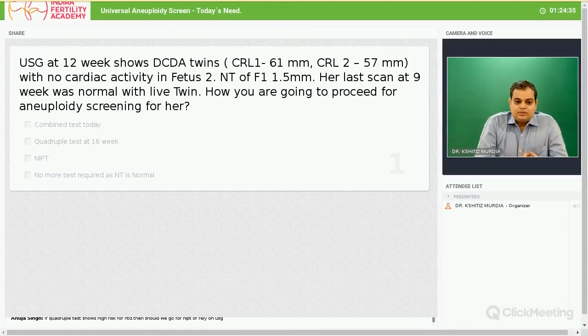You cannot do NIPT in such cases. You cannot do the biochemical markers in such cases. So the only option left is to rely only on the USG marker for such patients. So no more tests are required, as NT is normal, is the best option.